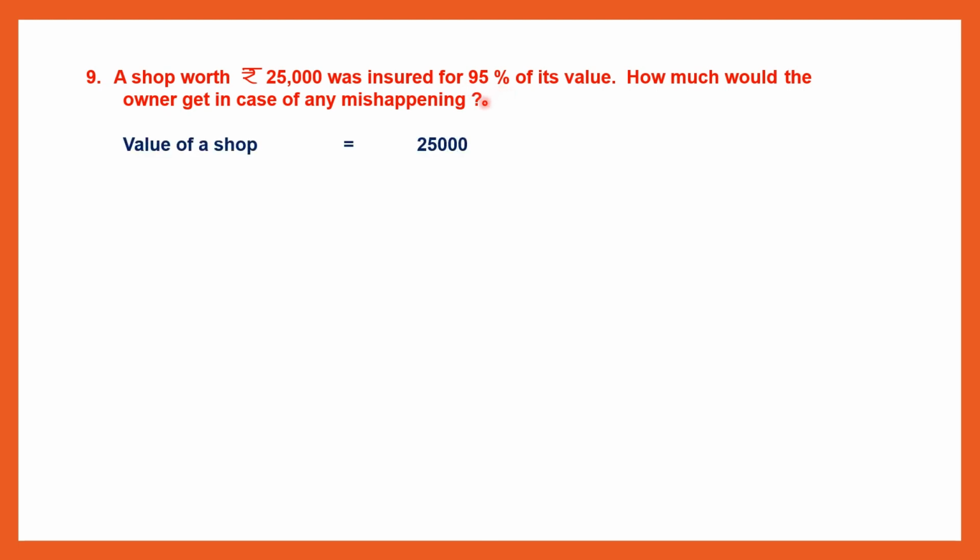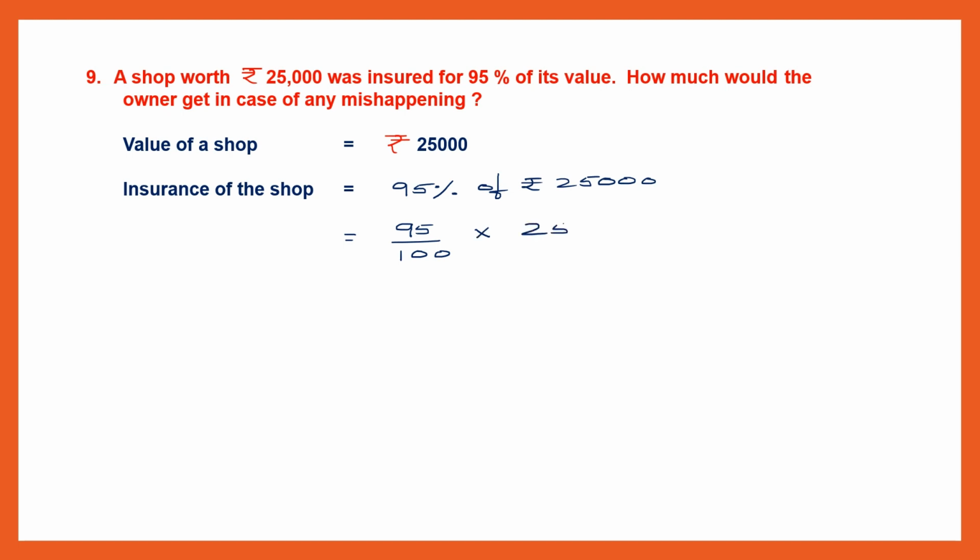So let's begin. So the value of the shop, okay, we're talking about a shop here. The value of a shop is 25,000 rupees. Then insurance of the shop is 95% of its value. And what is the value? 25,000. Okay, so we need to find out what this 95% is. So 95% means 95 by 100, of means into, and we have 25,000 here. Now let's cancel. I can cancel two zeros here and two zeros there.